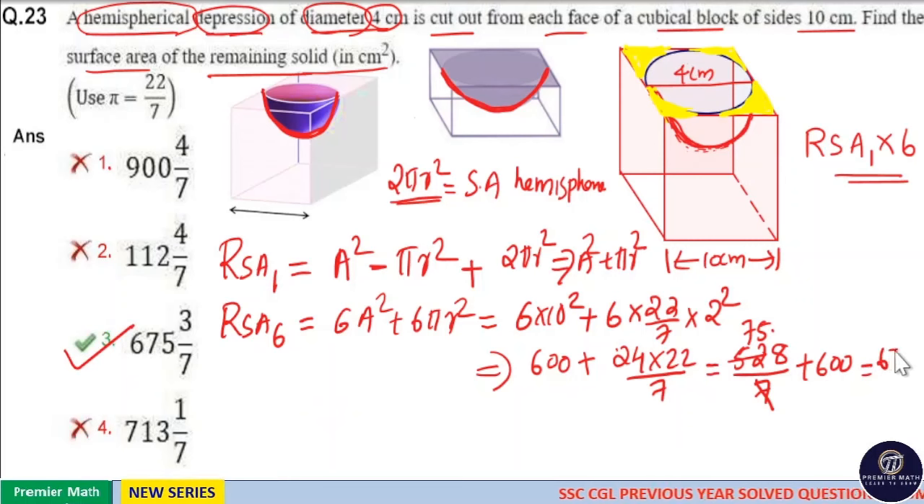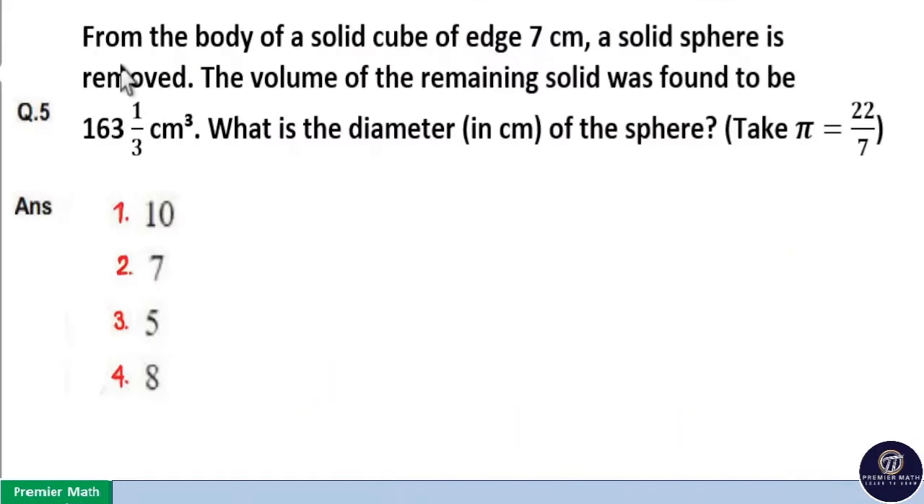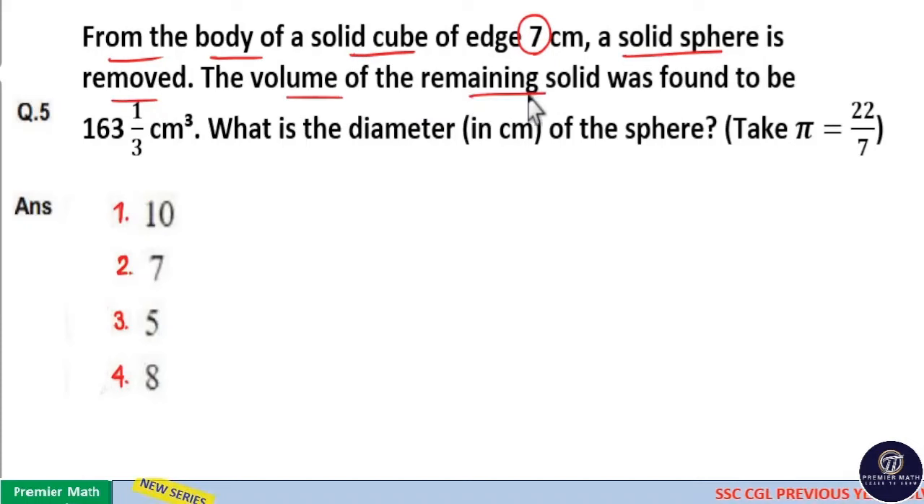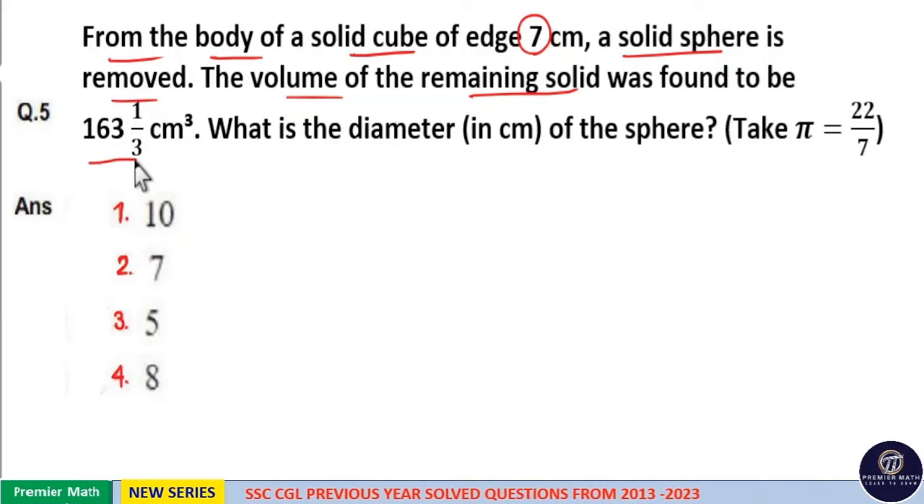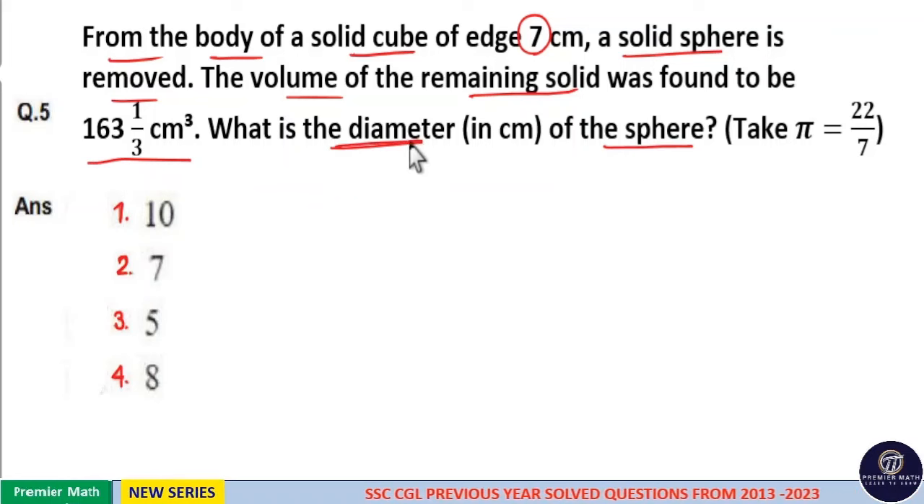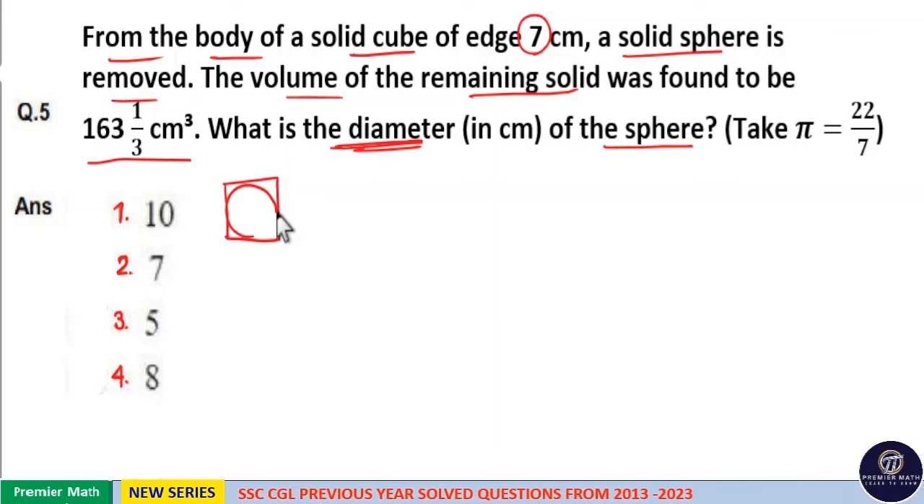This is equal to 675.3 by 7. From the body of a solid cube of width 7 cm, a solid sphere is removed. The volume of the remaining solid was found to be 163 and 1 by 3 cm cube. What is the diameter of this sphere? So this is diameter, not radius. Now this is a cube and a sphere is removed from it.